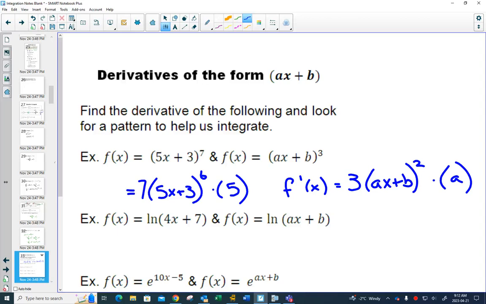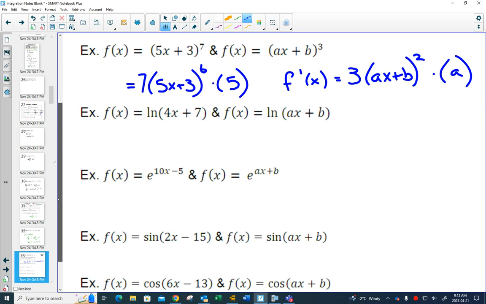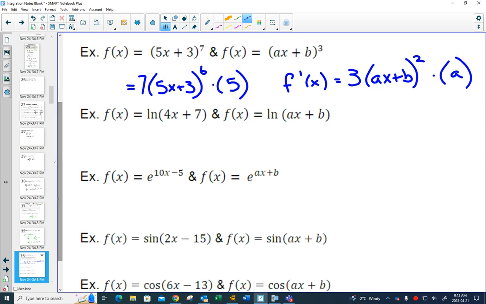So we're just going to practice some of our derivatives. Practice in natural log, practice in e to the x, practice sine, practice cos. And I'll get you to do them first, and I'll put up the answers in a second.